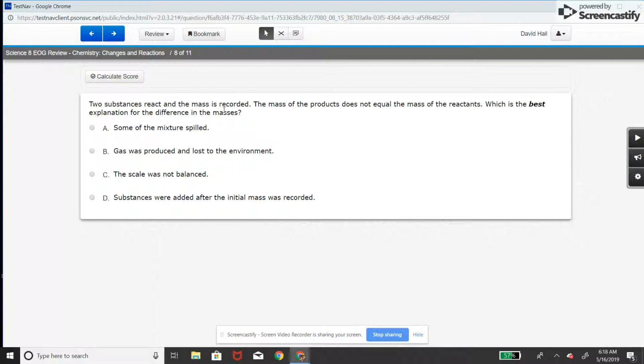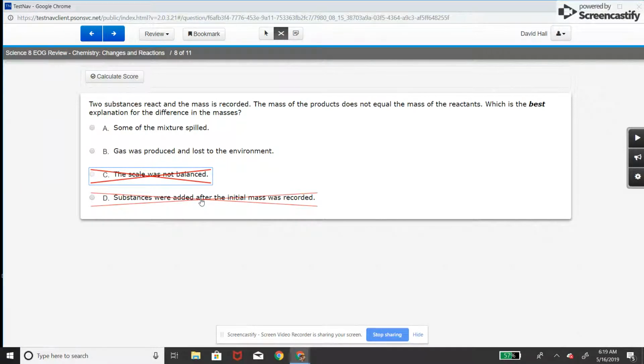Two substances react and mass is recorded. The mass of the products does not equal the mass of the reactants. Which is the best explanation for the difference in masses? This is telling us something happened here. Okay? Scale not being balanced. It's not making any sense.